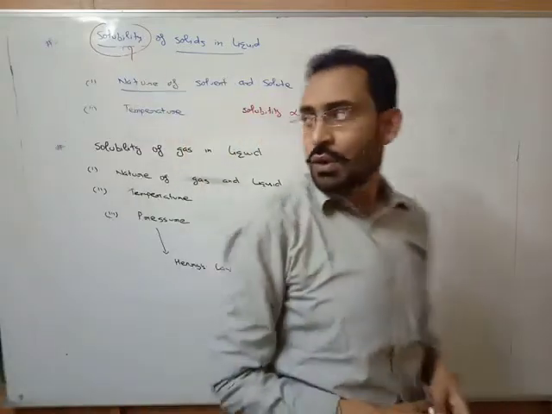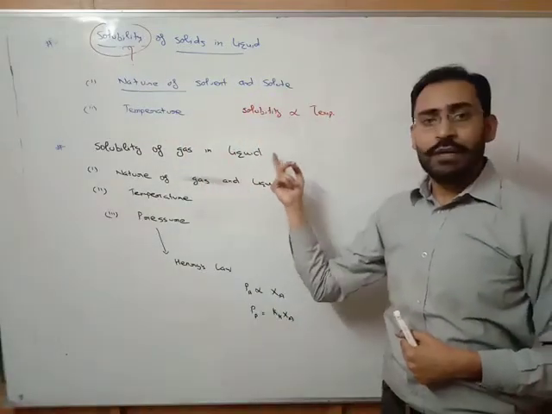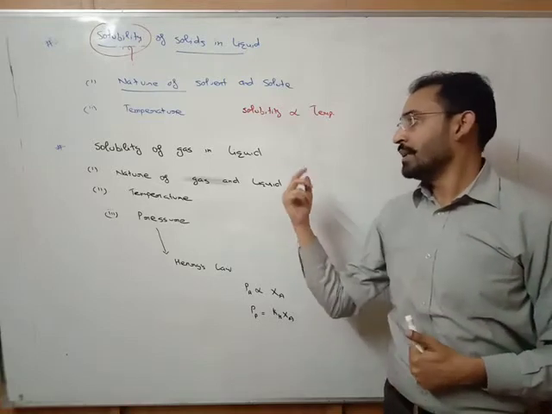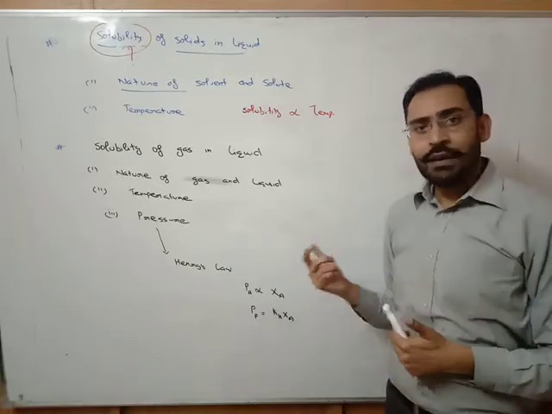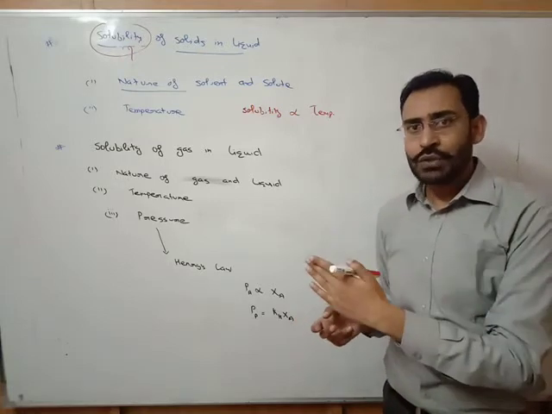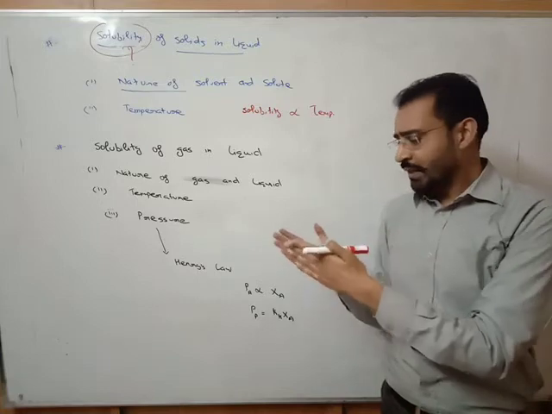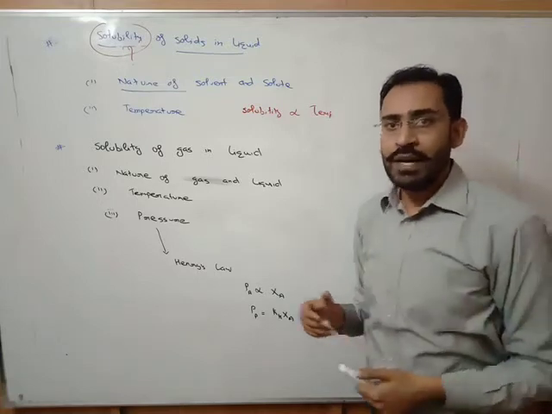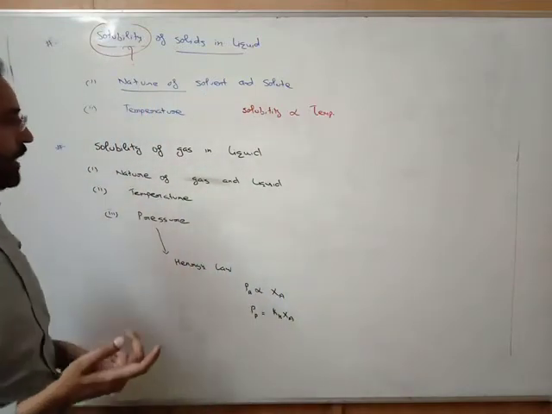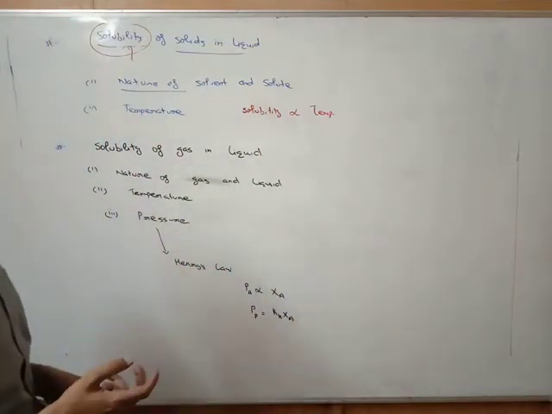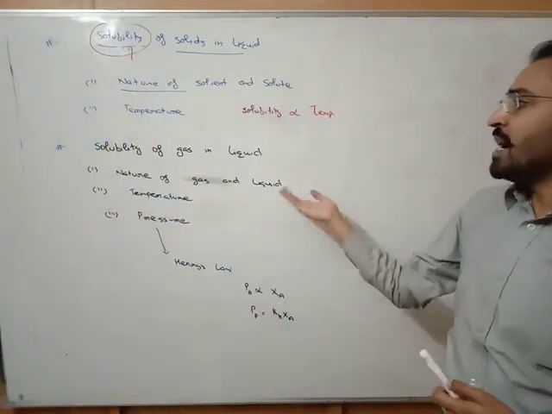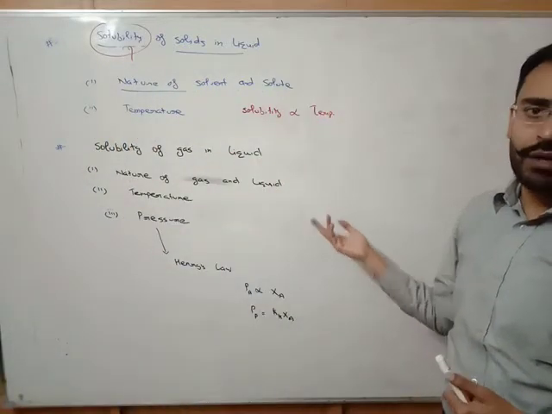Second, we'll come to solubility of gas in liquid. First factor on which this depends is the nature of gas and liquid. For example, gases like O2, H2 are very less soluble in water at a given temperature, whereas gases like CO2, NH3, which are capable of forming bonds with water, are more soluble. So it depends upon nature of both gas and liquid.